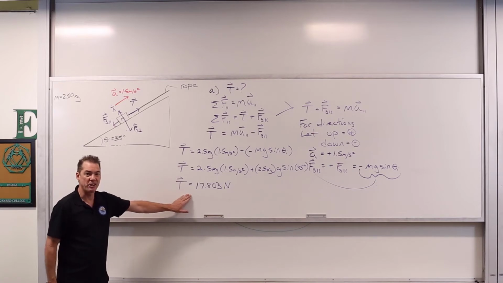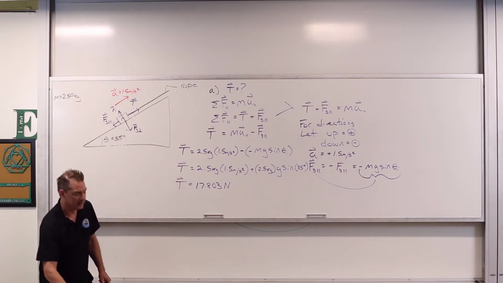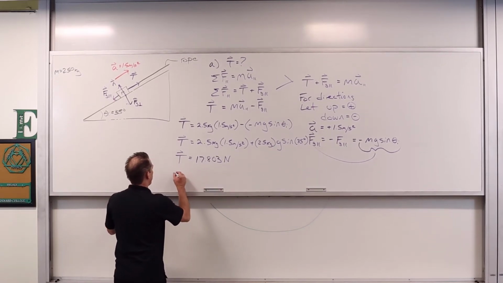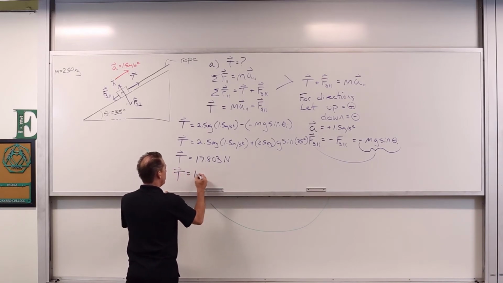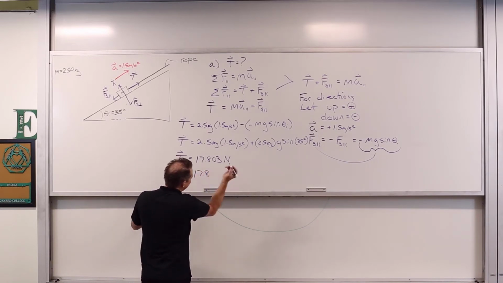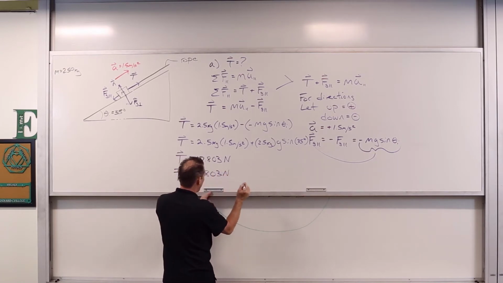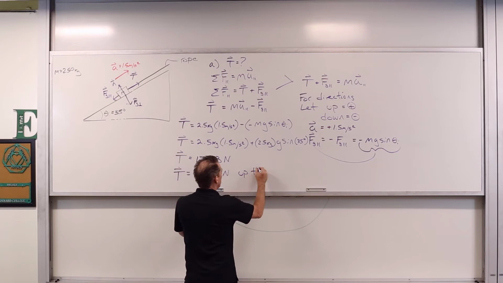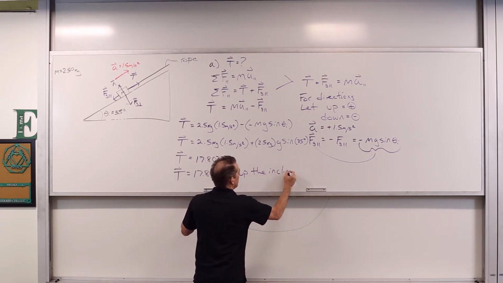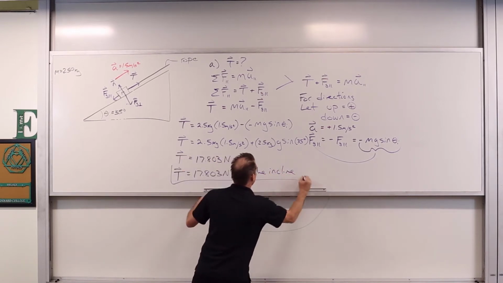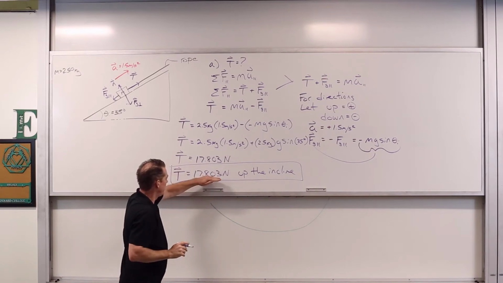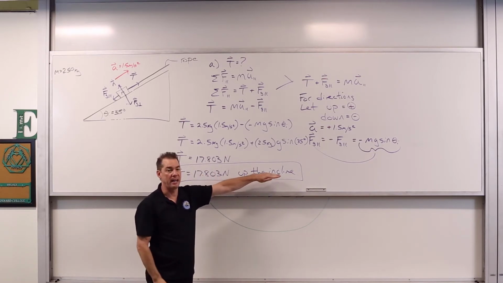What does positive mean? Positive means up the incline. So in the end, we've got that T hat is equal to 17.8, three significant figures. I'm just going to write them all out here: 17.803 newtons up the incline. So we've got the magnitude here and the direction clearly stated.